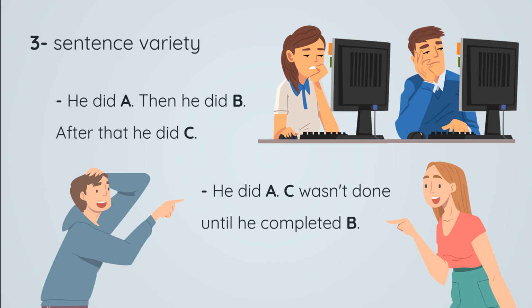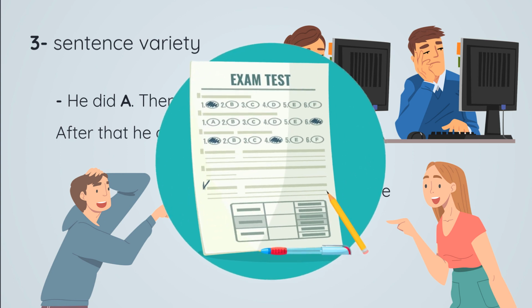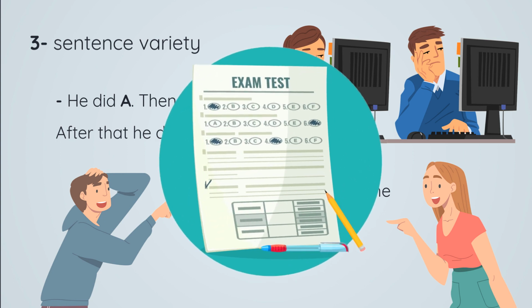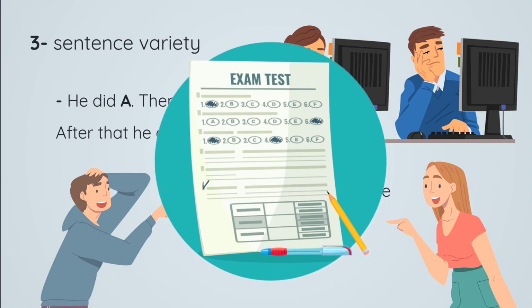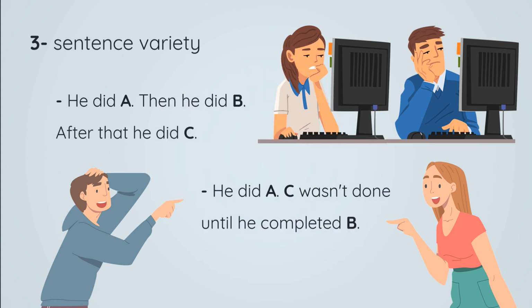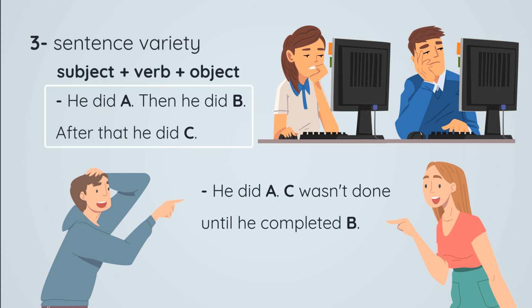Now, why is this important? This is especially important for any of you who are gonna take the IELTS or TOEFL. Why? Because you're gonna have to write an essay. Many points come with this little topic here, sentence variety. So now, you could write all your sentences in a standard subject, verb, object way. You could say, he did A, then he did B, after that he did C.